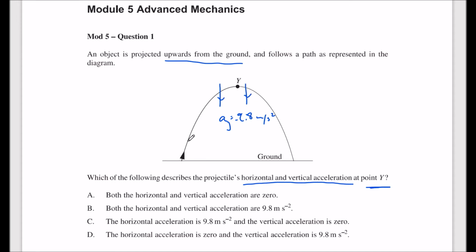Okay. Now the fact that we get a shape similar to a parabola is because not only is it accelerating at a constant rate vertically, but because there is no acceleration in the horizontal component. Okay. So the thing that will match this response, let's have a look, is D. The horizontal acceleration is 0 and the vertical acceleration is 9.8.